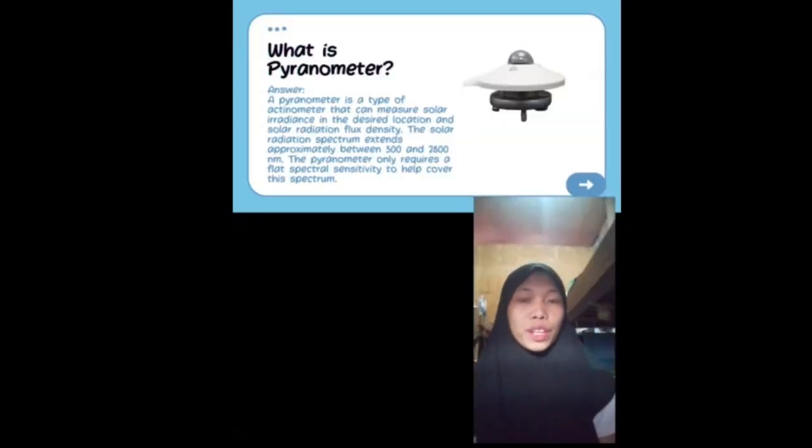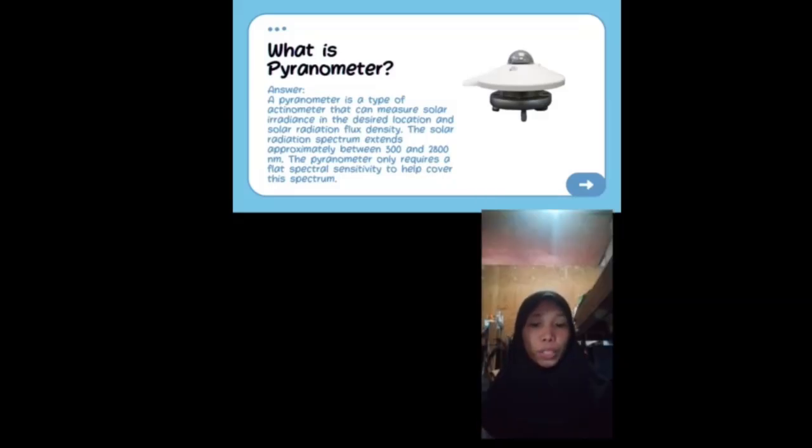So what is a pyranometer? A pyranometer is a type of actinometer that can measure solar irradiance in the desired location and solar radiation flux density. The solar radiation spectrum extends approximately between 300 and 2,800 nanometers. The pyranometer only requires a flat spectral sensitivity to help cover the spectrum.